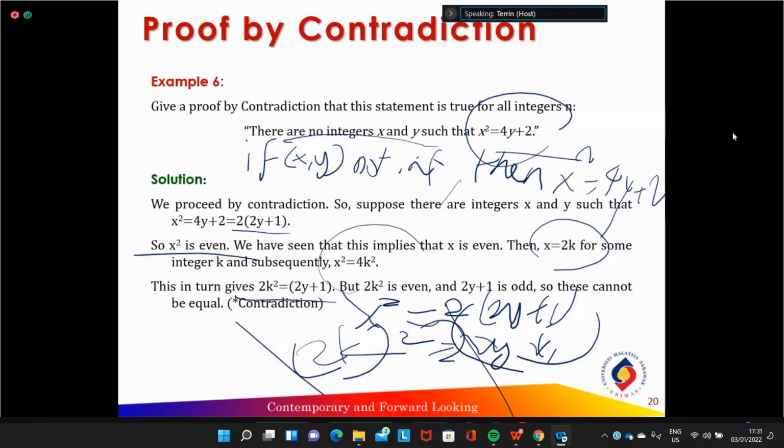So whatever k value is times 2 is an even number, and the other side, whatever value of y times 2 plus 1 is always an odd number. So then an odd number will equal an even number, hence it's a contradiction. So by proof of contradiction, we've shown that there are indeed no integers x and y such that x squared equals 4y plus 2. So you see, this contradiction here is you are going about trying to show that such an integer exists, but end up showing that it does not exist.